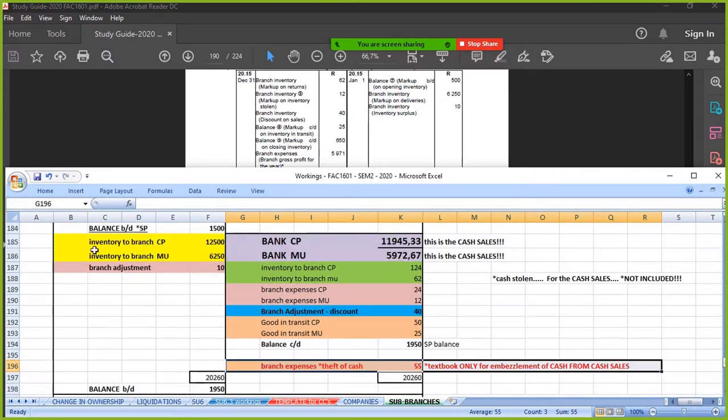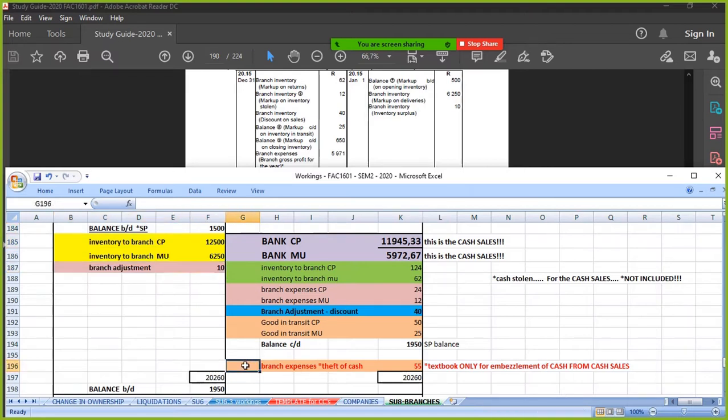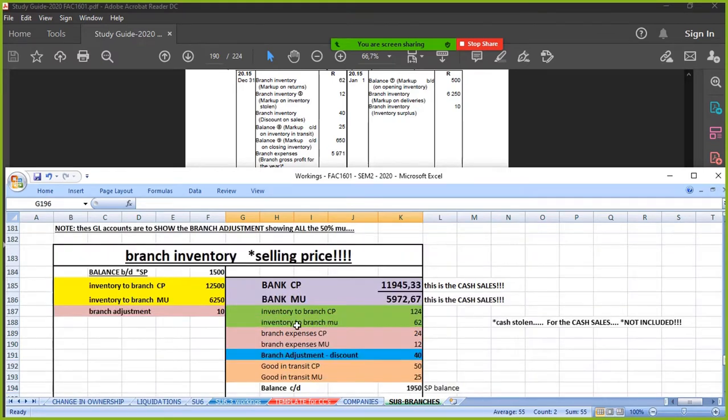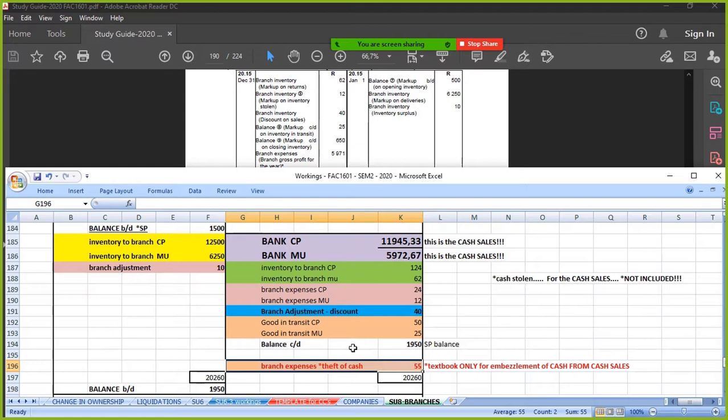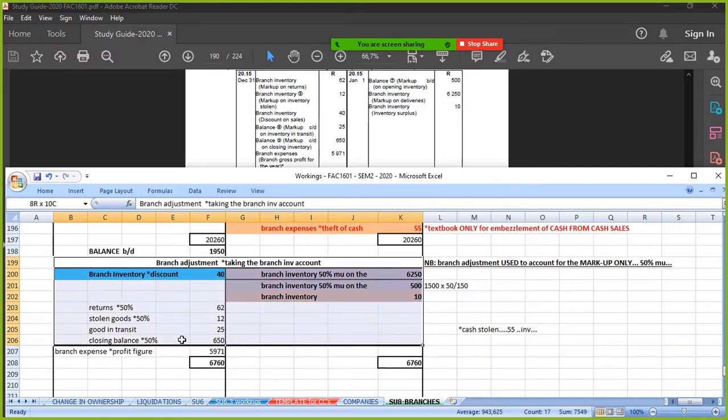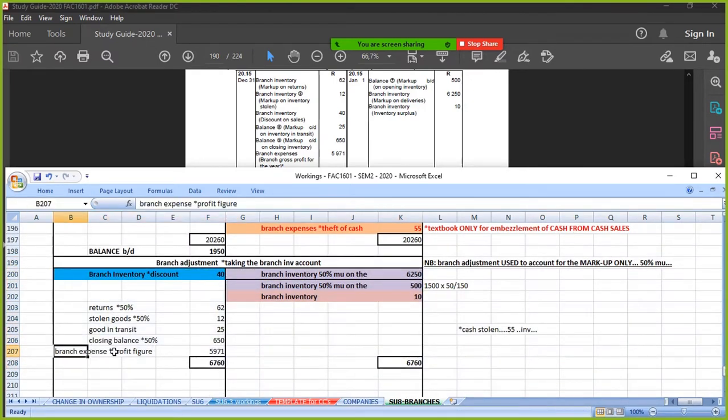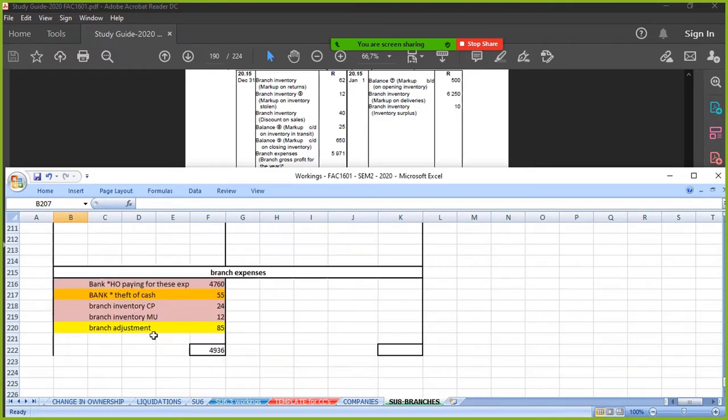So if you update what we had done previously, the 10 we can get after we include the branch expenses as the theft of the cash. So when you have embezzlement of cash from the cash sales, you do have to provide for it as well in the actual T account. Then you provide for the difference, which gives you the 10. Once you've got the 10, you would obviously show that as part of the branch adjustment to work out the profit figure. So those two figures need to change.